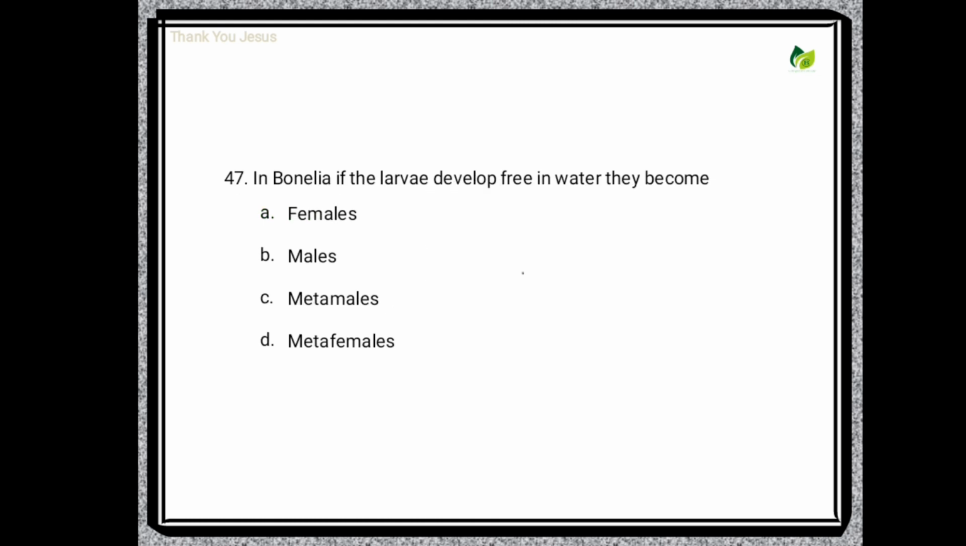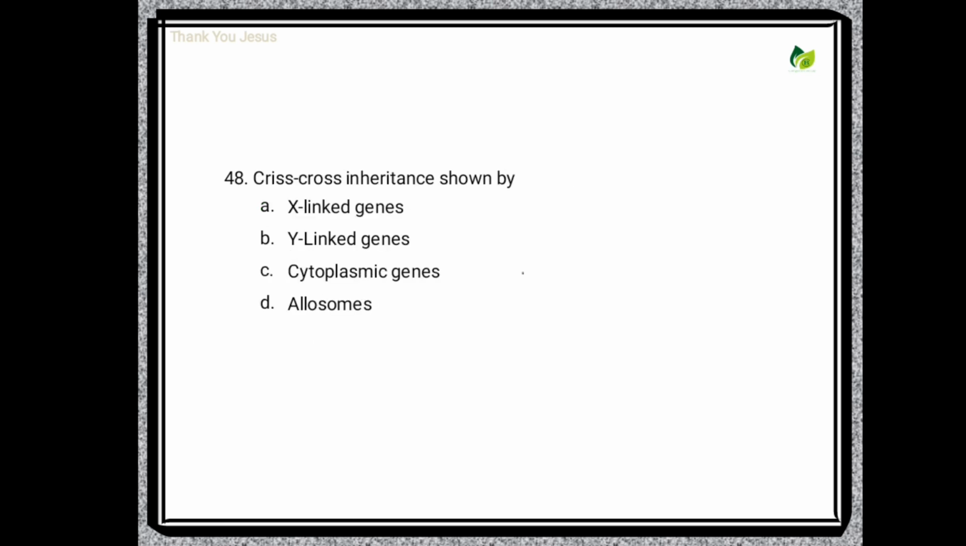Let's see the next question. In Bonellia, if the larvae develop free in water, they become. Options are females, males, metamales, metafemales. The correct answer is females. Okay, if larvae develop free in water, they become females. Okay, so let's see the next question.